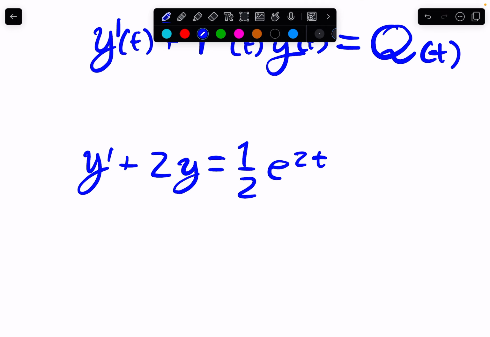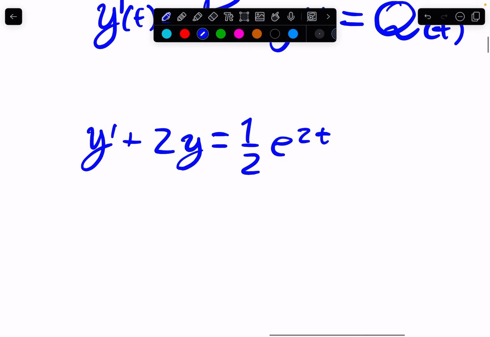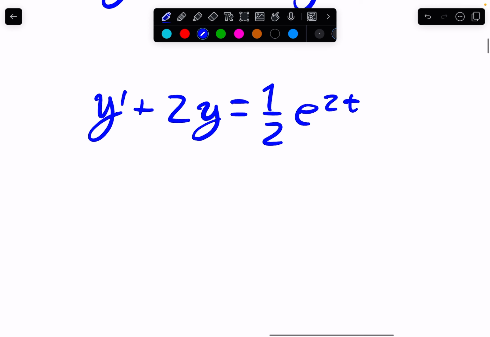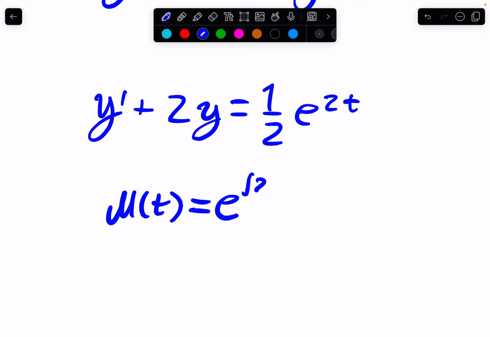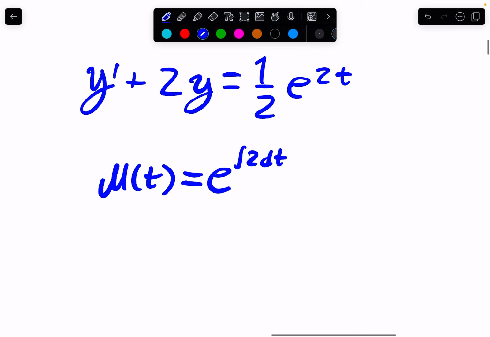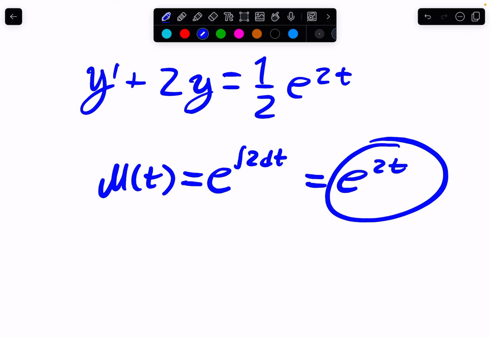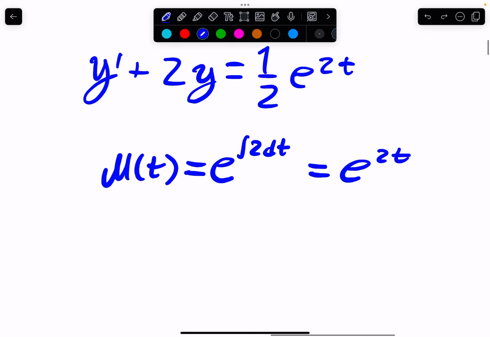Now we have it in the form we were looking for, and all we have to do is find the integrating factor, which is mu of t equals e to the integral of 2 dt, which, as we know, is e to the 2t. So this is our integrating factor. This is good. We found this. And now I'm going to show you what happens when we multiply both sides by e to the 2t.